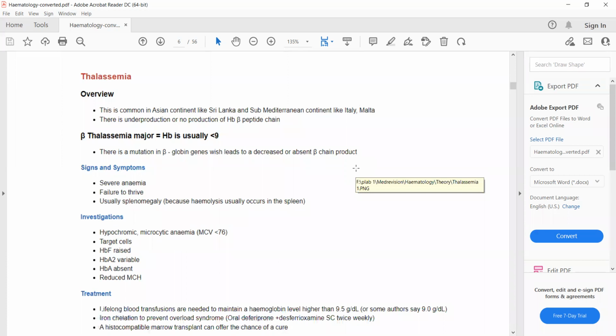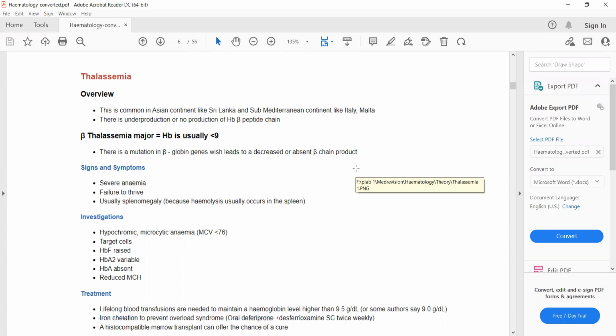Okay, the next cause of microcytic anemia is thalassemia. You are all familiar with thalassemia. So thalassemia can also cause microcytic anemia, but this microcytosis is not due to iron deficiency. This microcytosis is due to defective synthesis of hemoglobin chains or globin chains.